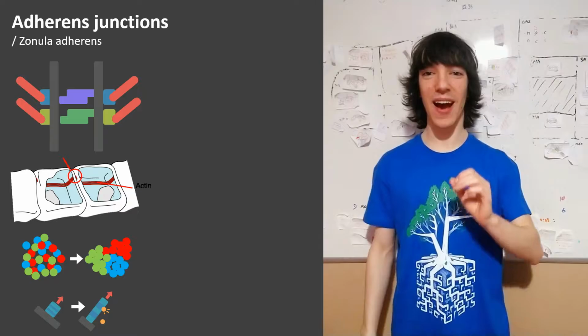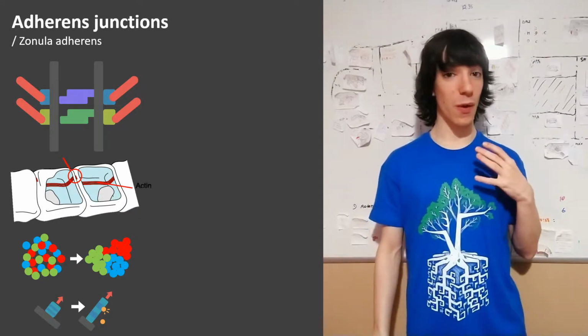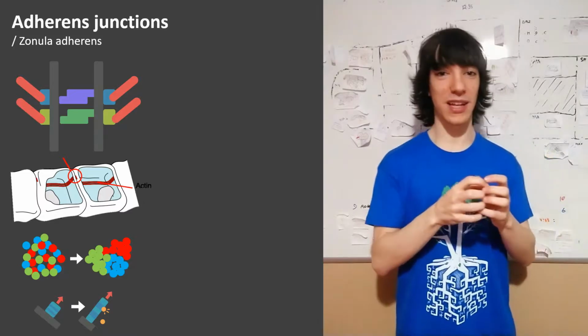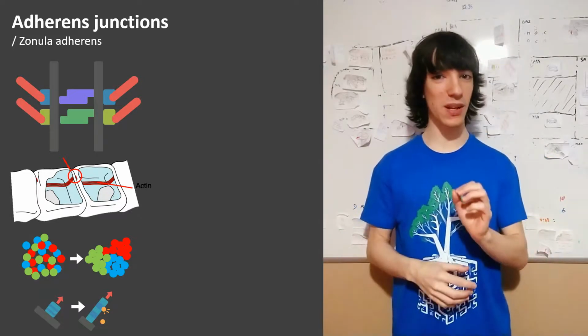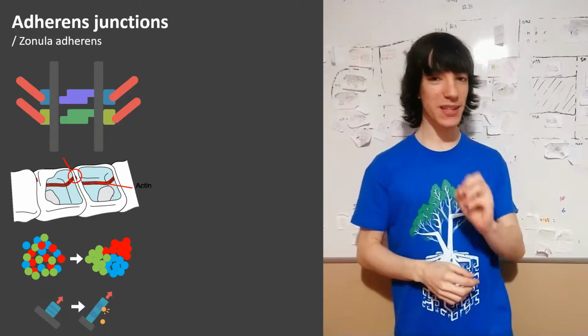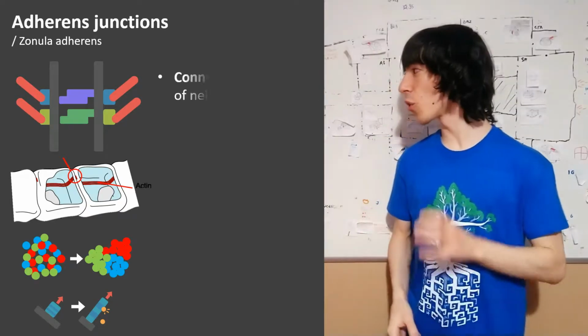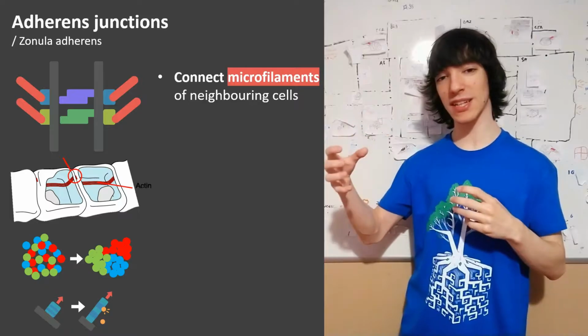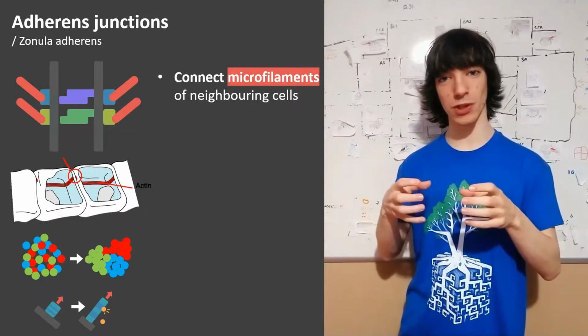We are going to study adherence junctions. They are one of the kinds of protein complexes that bring cells together and keep them attached to one another in a tissue. They are really important. Basically, what they do is connect the microfilaments, the actin microfilaments of one cell to those of its neighbors.